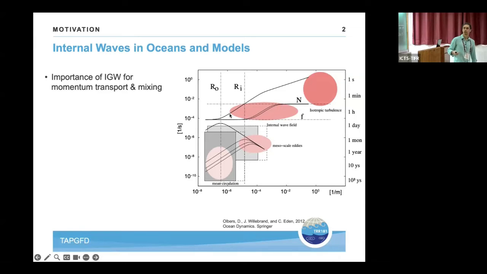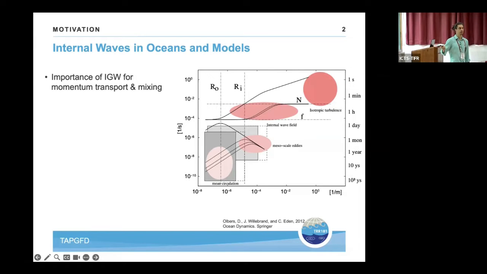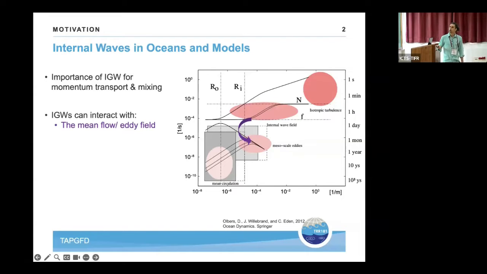I'll motivate the research question with this space-time diagram here on the right. It shows the different dynamical regimes in the ocean with these pink bubbles. They go from the largest ones to the smaller ones. And it also shows some dispersion relations. We will focus here on the internal gravity waves, which live between f and N. These can interact with a background flow, like some eddy field, or with other waves. Anyways, there are some arrows pointing to smaller scales.